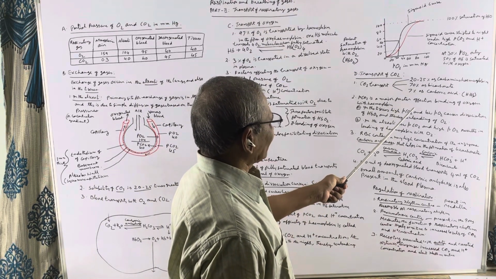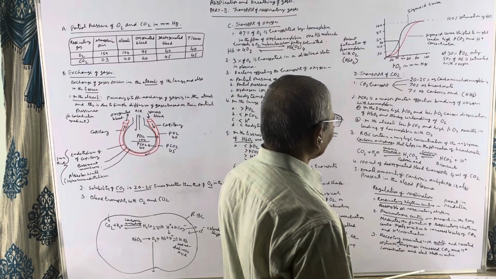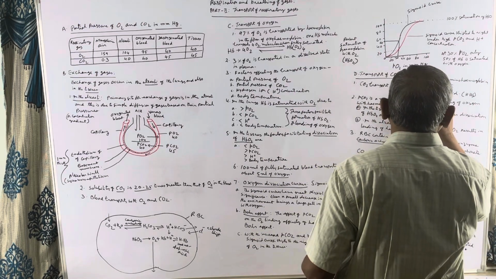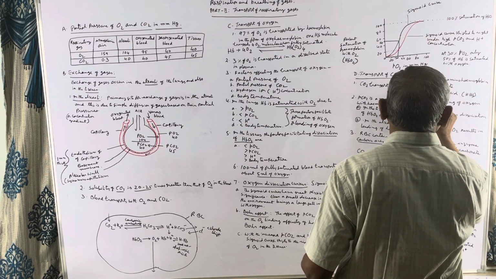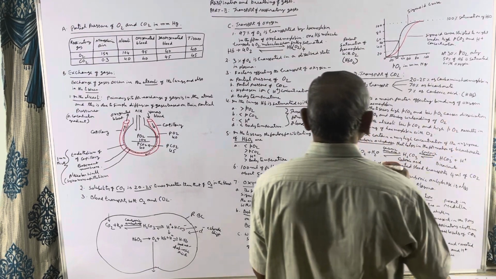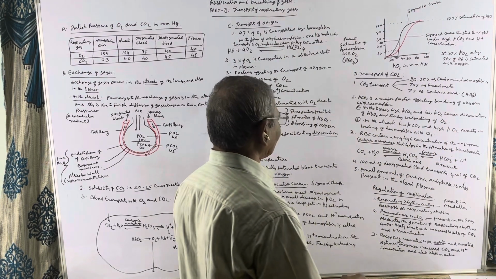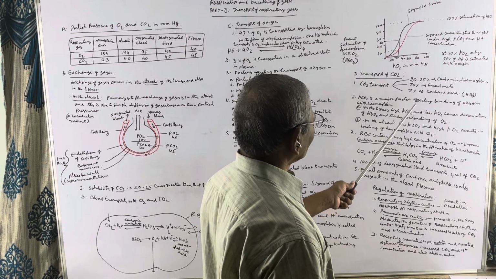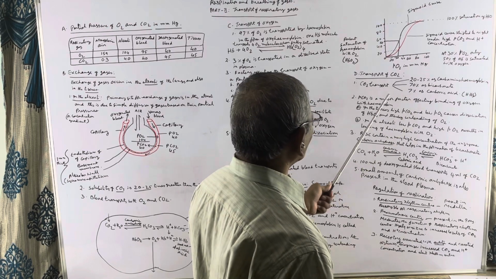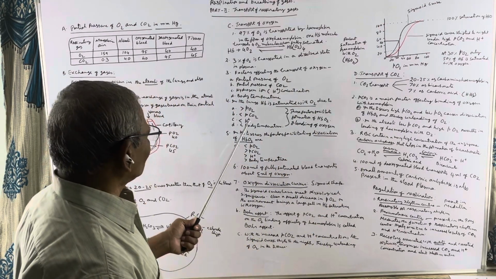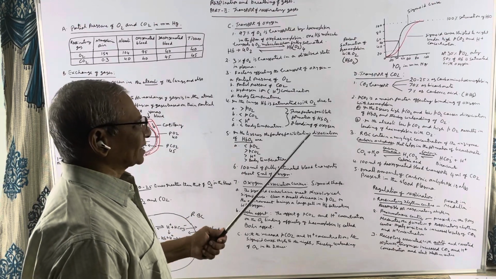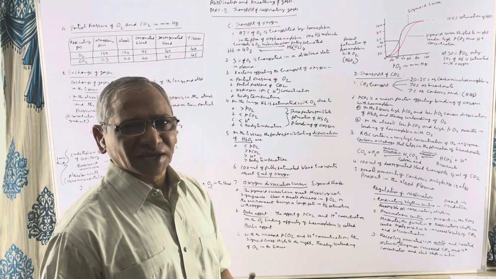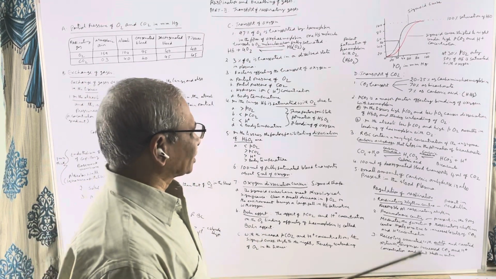PCO2 is a major factor affecting binding of oxygen with hemoglobin. So partial pressure of carbon dioxide is a major factor responsible for affecting binding of oxygen with hemoglobin. Already I have told you, when the partial pressure of carbon dioxide increases or when the hydrogen ion concentration increases, oxygen dissociates from the oxyhemoglobin.